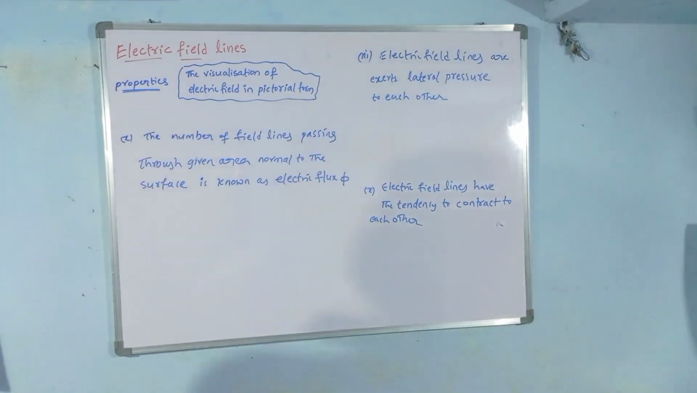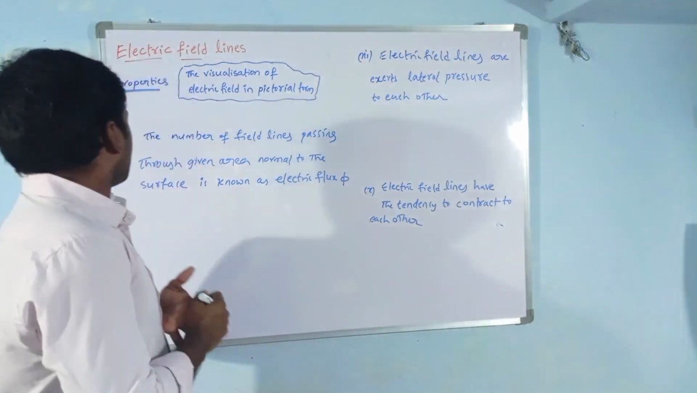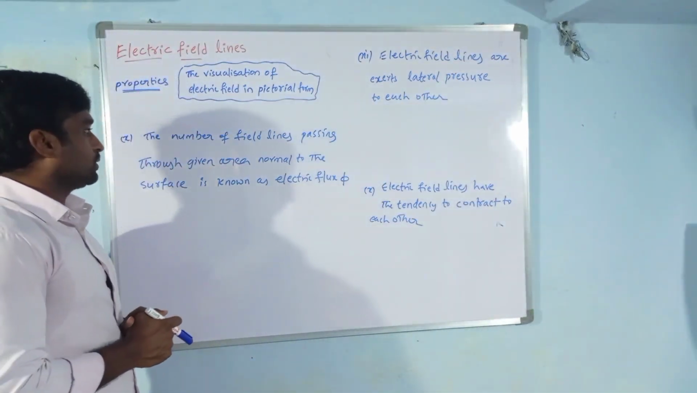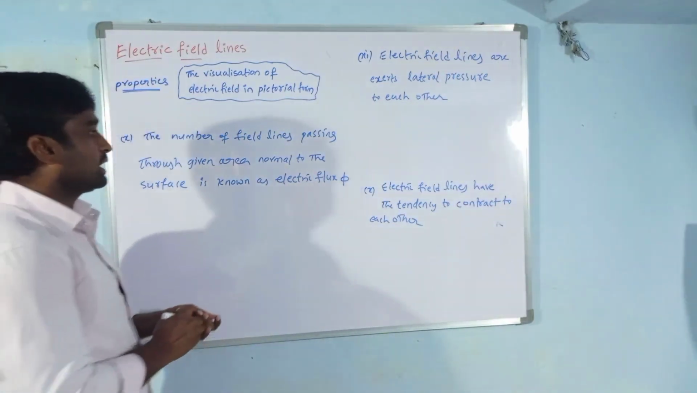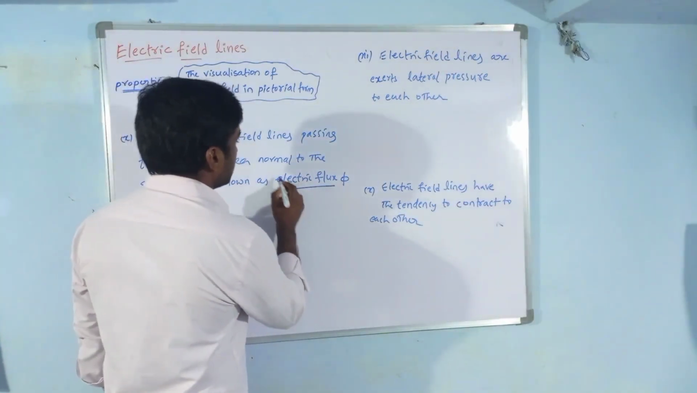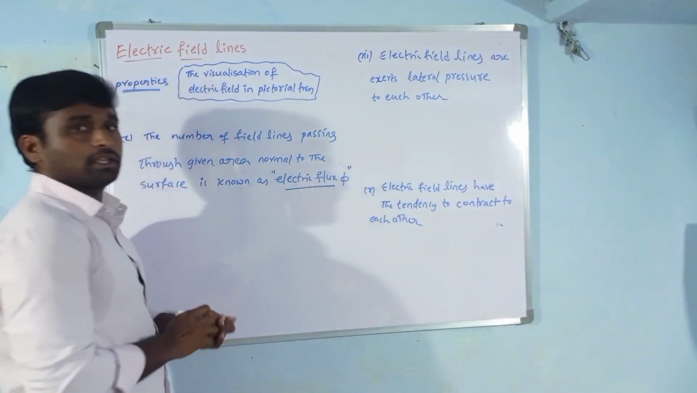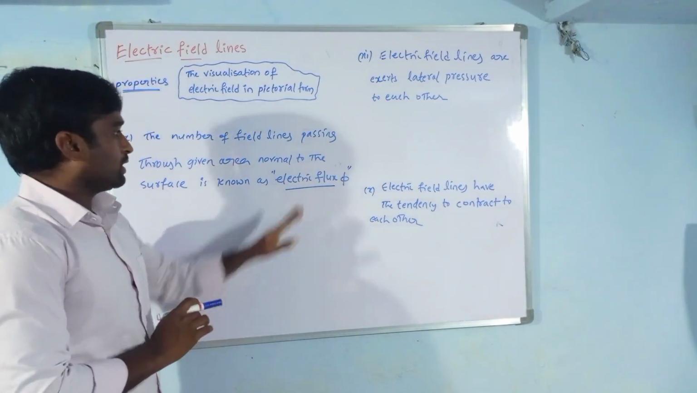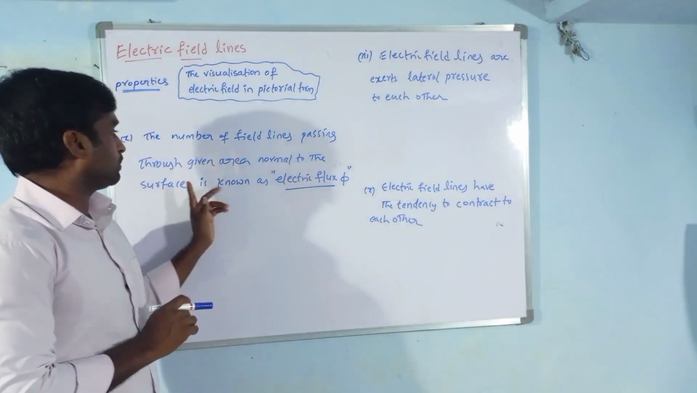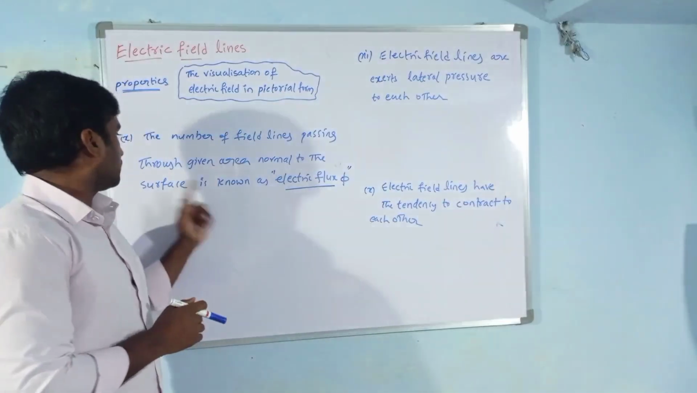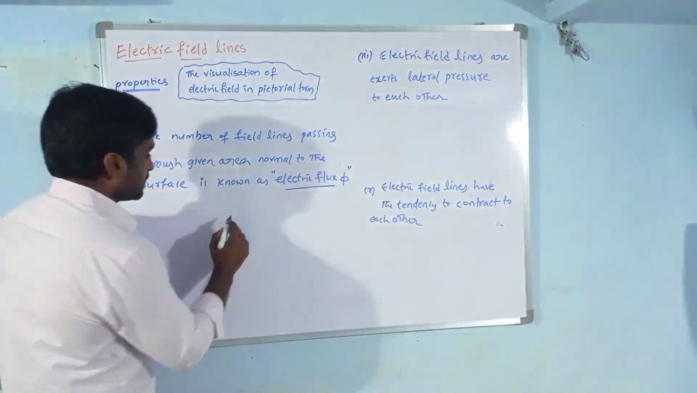See here, this is the 10th property of the electric field lines. So what is the property? The number of field lines passing through a given area normal to the surface is known as electric flux. This is very important in the chapter. So we will discuss this topic in the next video. What is the definition of electric flux? That is the number of field lines passing through a given area normal to the surface, that is known as electric flux.